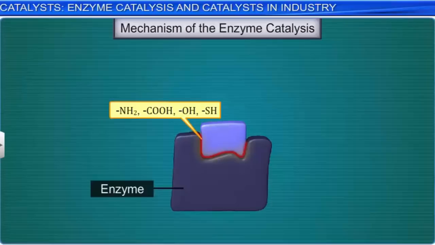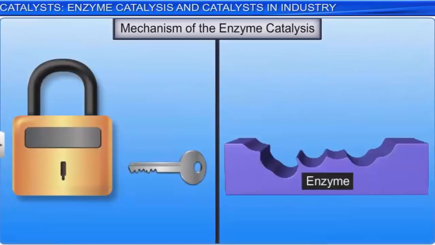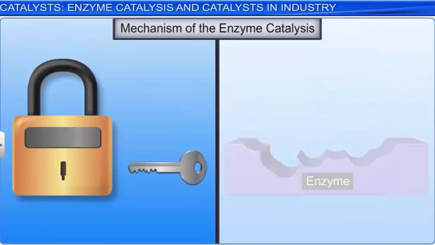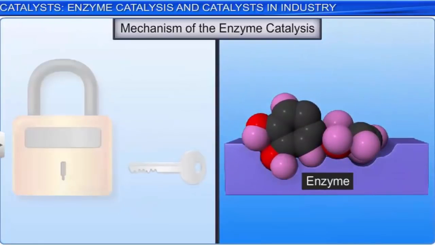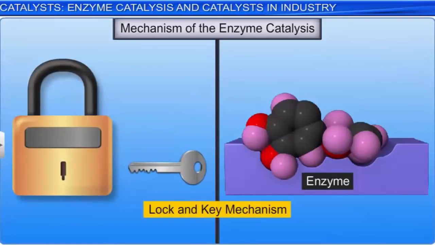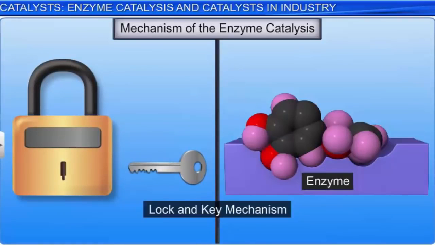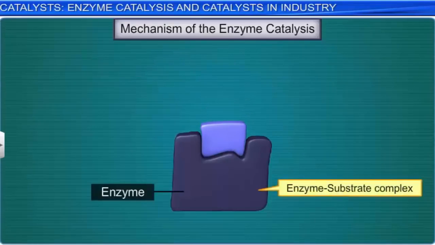Also, the shape of the active site of an enzyme is such that only a specific substrate can fit into it. Just as only a particular key can fit into a specific lock, only a specific substrate can fit into a particular enzyme. Hence, the mechanism is known as the lock and key mechanism. This specific binding leads to the formation of an enzyme-substrate complex.